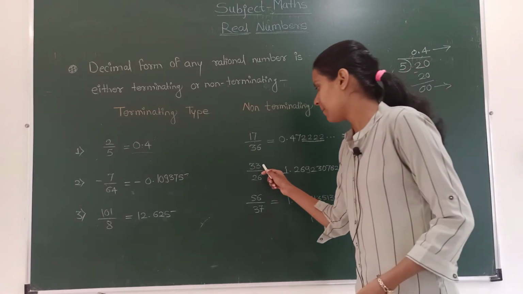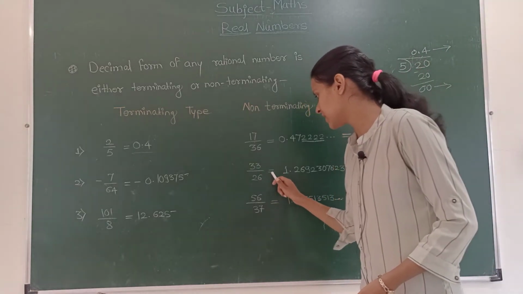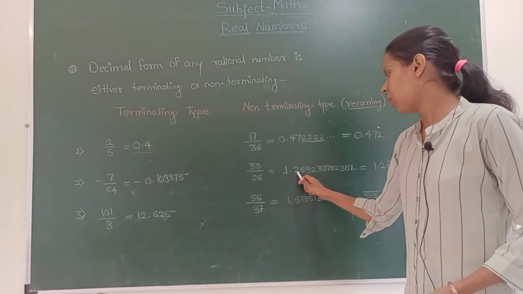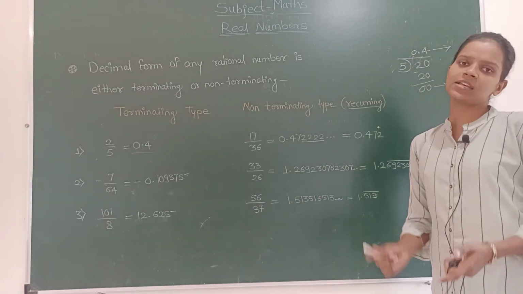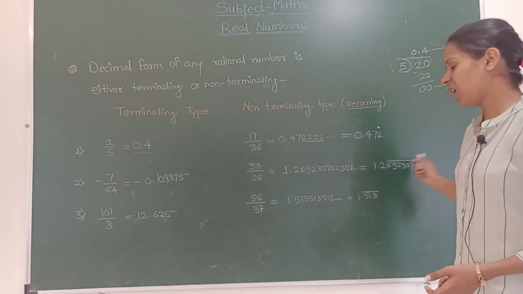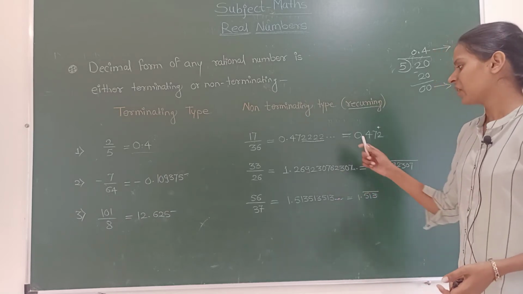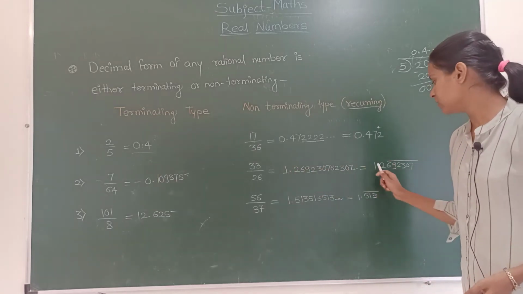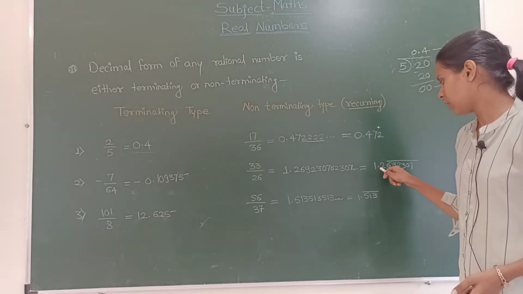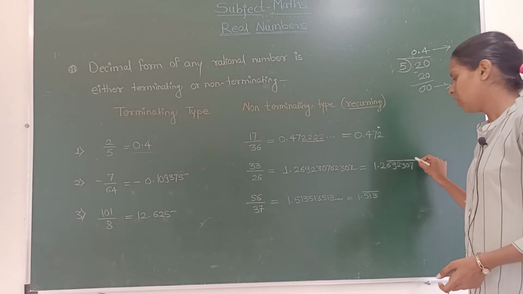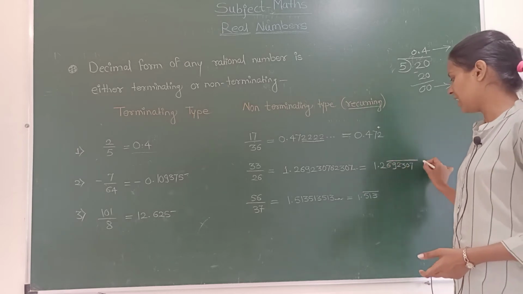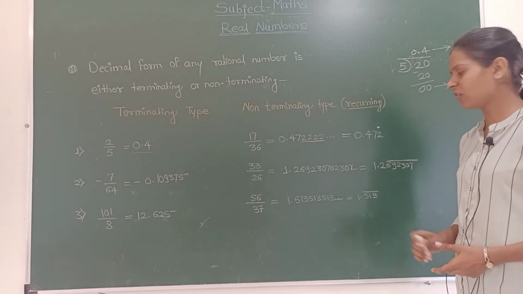Okay, next example, see, 33 upon 26 is equal to 1.26923076923 and so on. See how long this is. So what we can do is we have to just write 1.2692307 and draw a line over the head of these numbers.